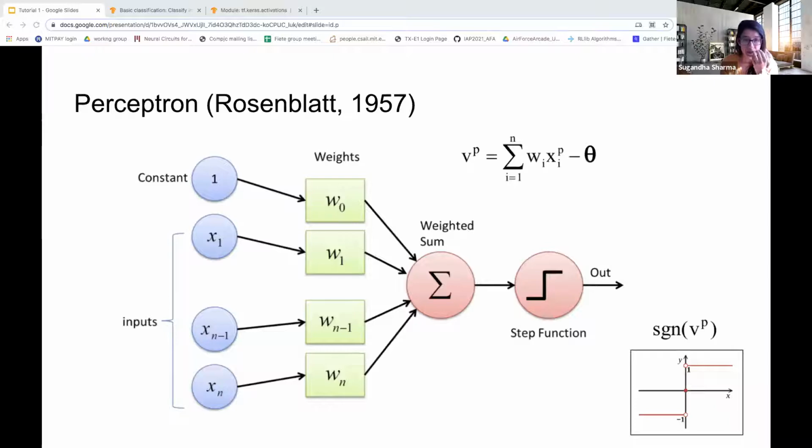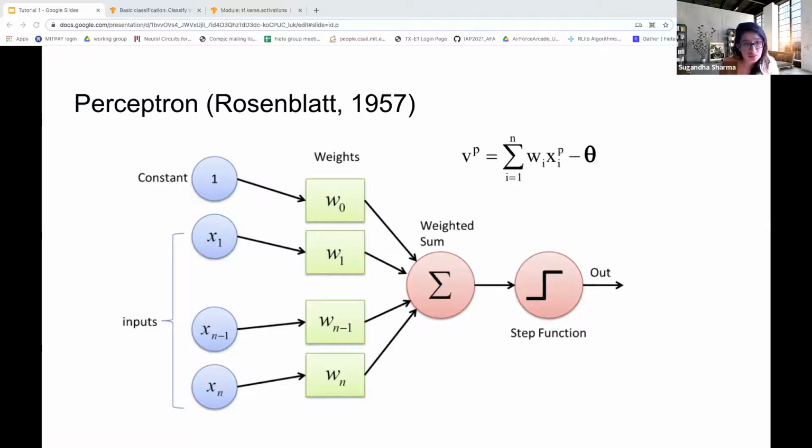So this brings us to the perceptron. You can see that this is a model of a perceptron. What this is showing is that, again, you have a set of inputs, you have a set of weights which are summed over, and then there is an activation function.